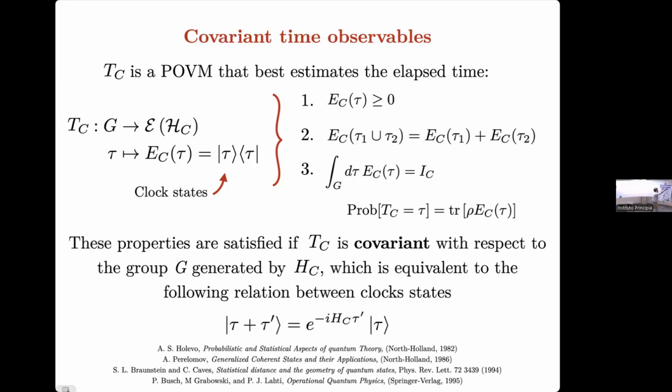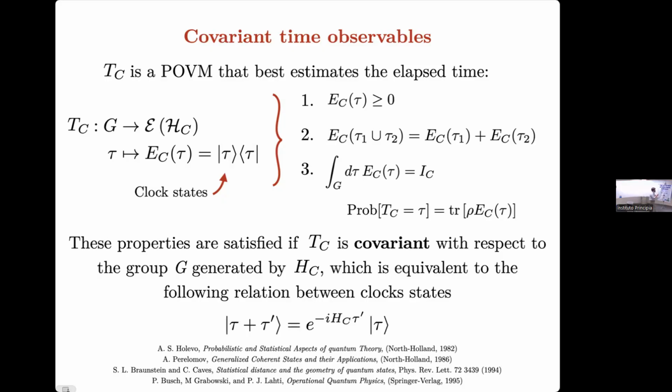So this is the general properties of a POVM, but what makes it special about a time observable is that these clock states satisfy a particular covariance property. Namely, the different clock states, tau, are connected to one another by the time evolution group generated by the clock Hamiltonian. So this leads to this notion of a covariant POVM. And these are much more general. You can talk about covariant POVMs with respect to more general groups.